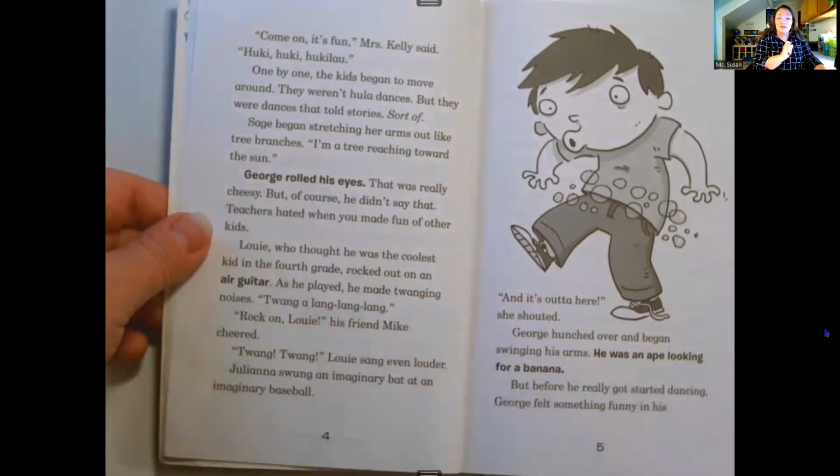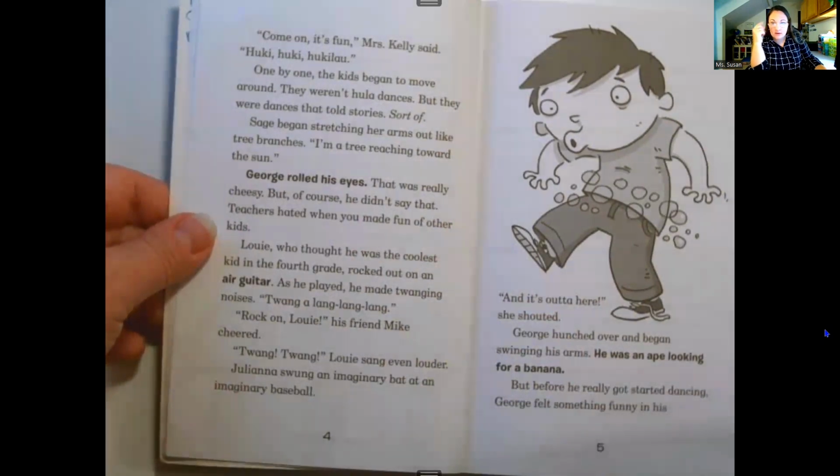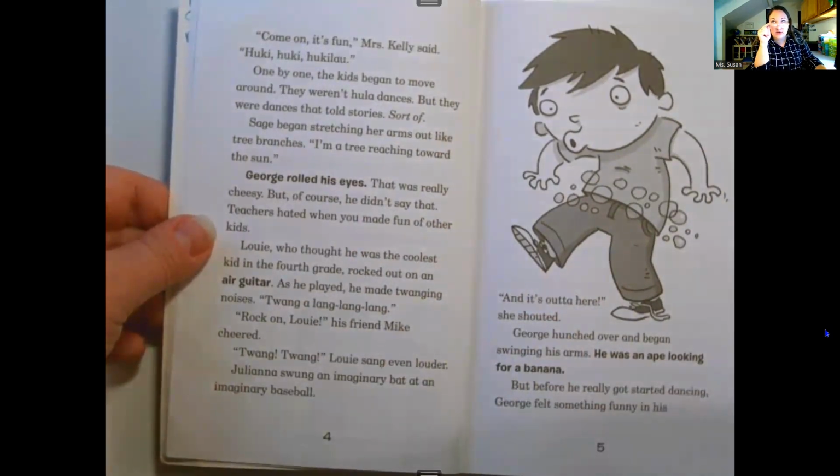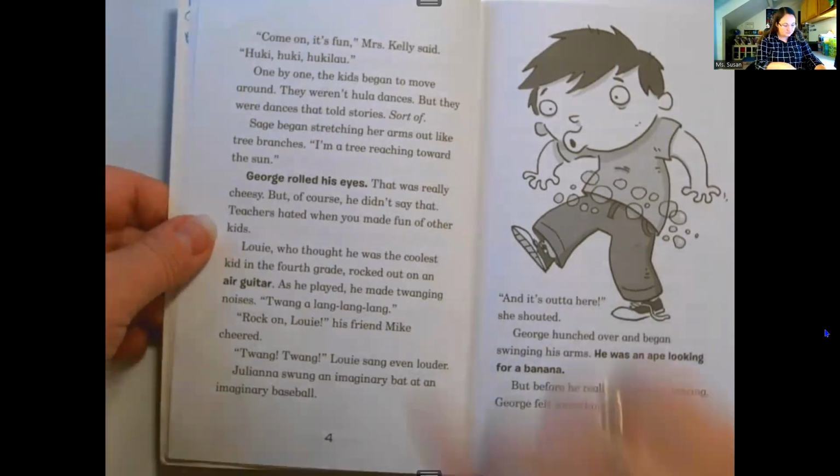Because they wanted it to stand out to us. They want us to know and remember that George rolled his eyes. And what do you do when you roll your eyes? You go, like they go up to the top of your head, like you're looking up. It's not a very respectful thing to do, right? You don't want to do that. But usually you do that when you're frustrated with something, or you're just kind of over it. So let's see what's going on with George.